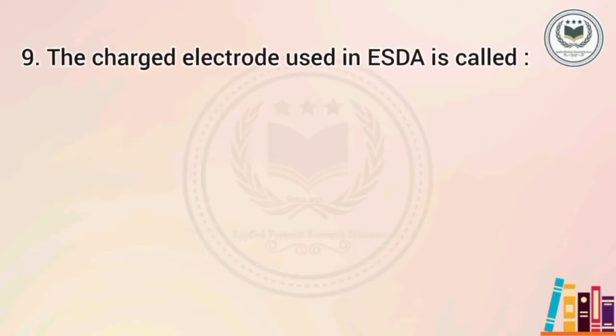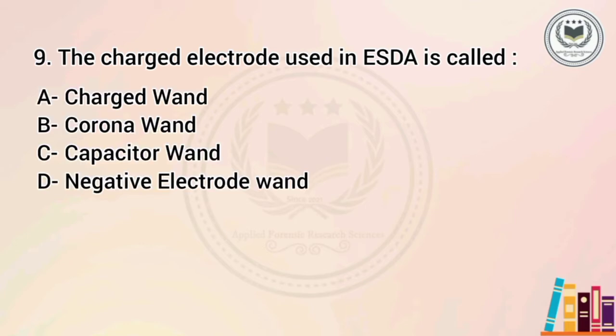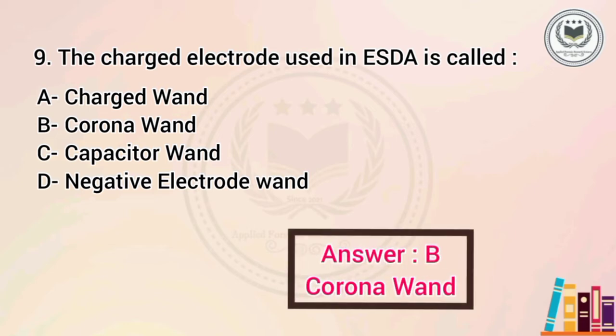Now the next question is question number 9. The charge electrode used in ESDA is called: Option A charge vent, Option B corona vent, Option C capacitor vent, Option D negative electrode vent. The correct answer is Option B, corona vent.